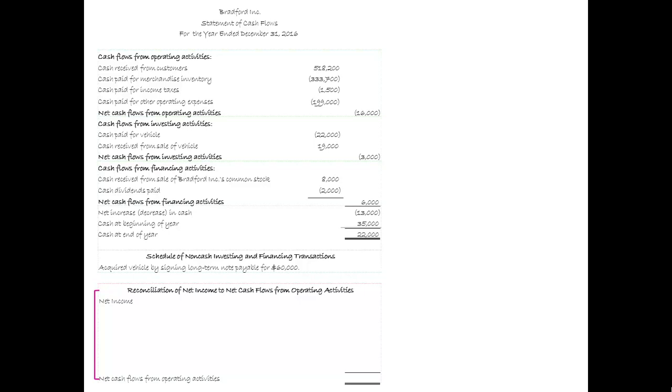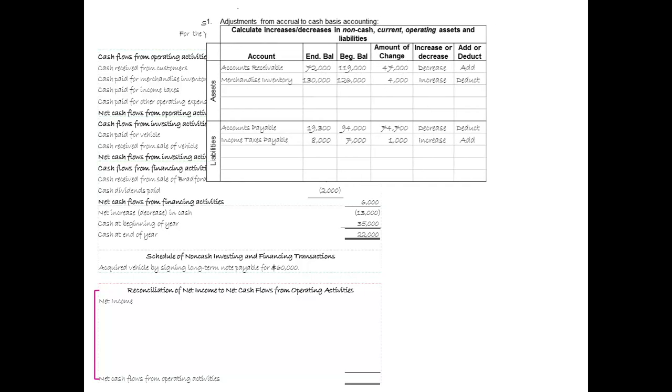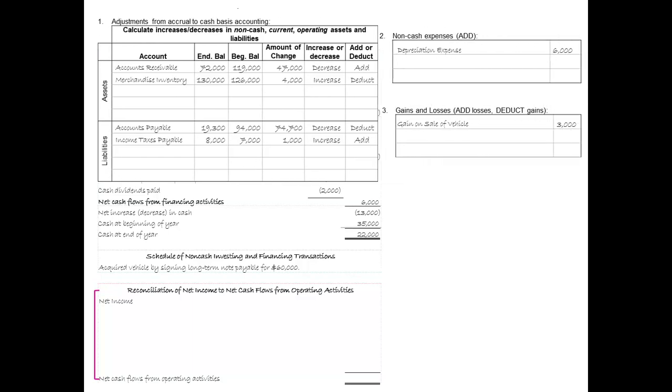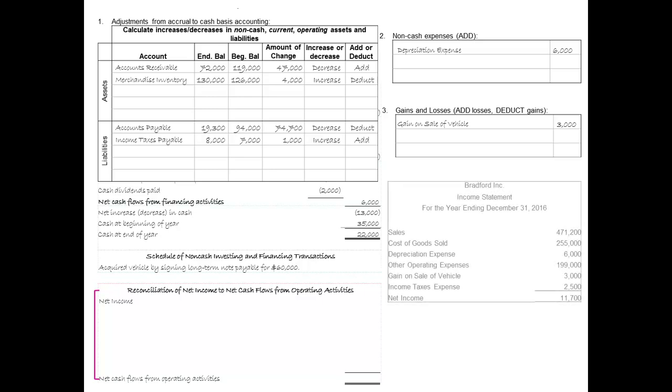The hard work is done. Now it's just a matter of popping the pieces into the reconciliation section of the statement of cash flows. We've already entered the first line in the reconciliation section, net income. Where do we go for the dollar amount? The income statement, bottom line. Then we'll enter the pieces from step 1 in our work paper.